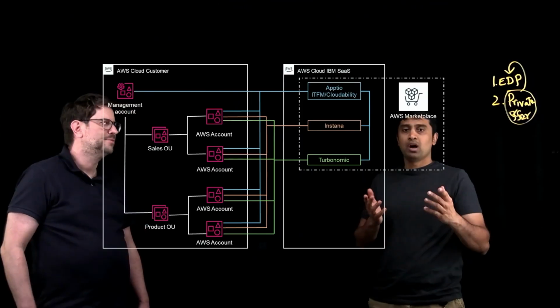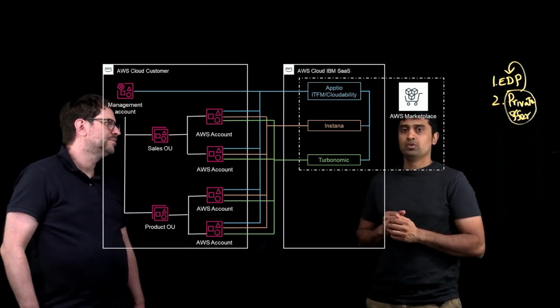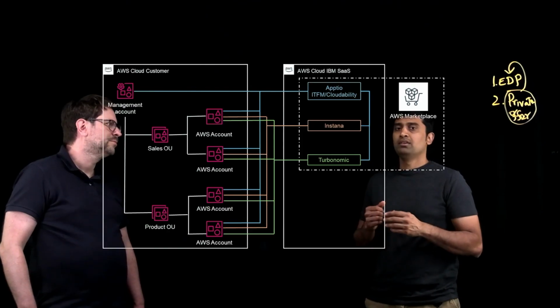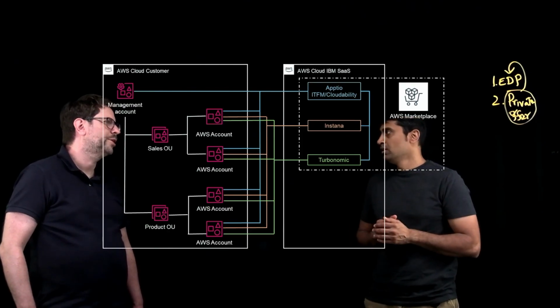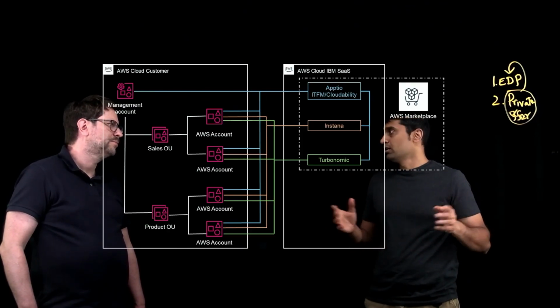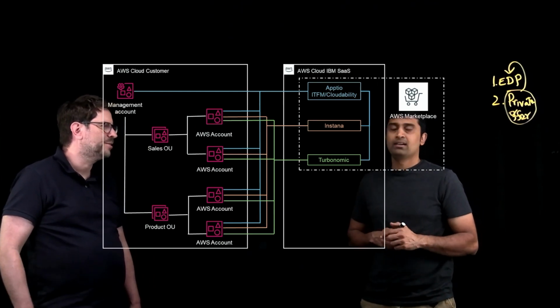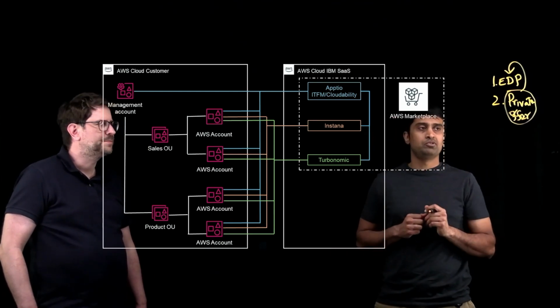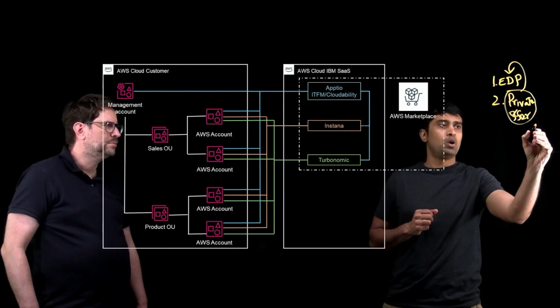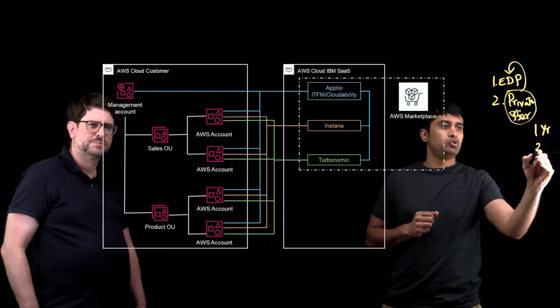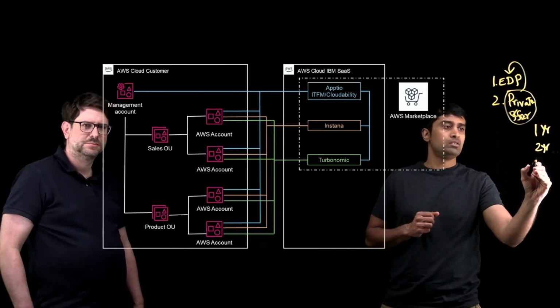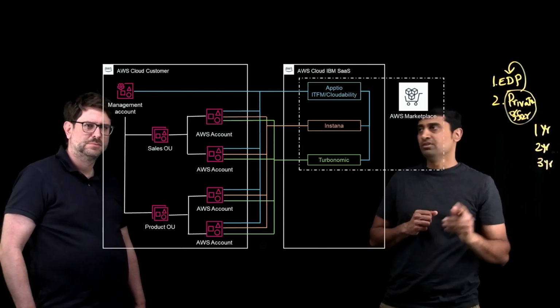Turbonomic has the ability to recommend to customers that they go with reserved instances for requirements that are for longer periods of time. That way they can generate some savings on the EC2 instances they're using. Exactly. So there are three different types of commitments. One is a 1-year commitment. We have 2-year reserved instance commitment and 3-year reserved instance commitment.